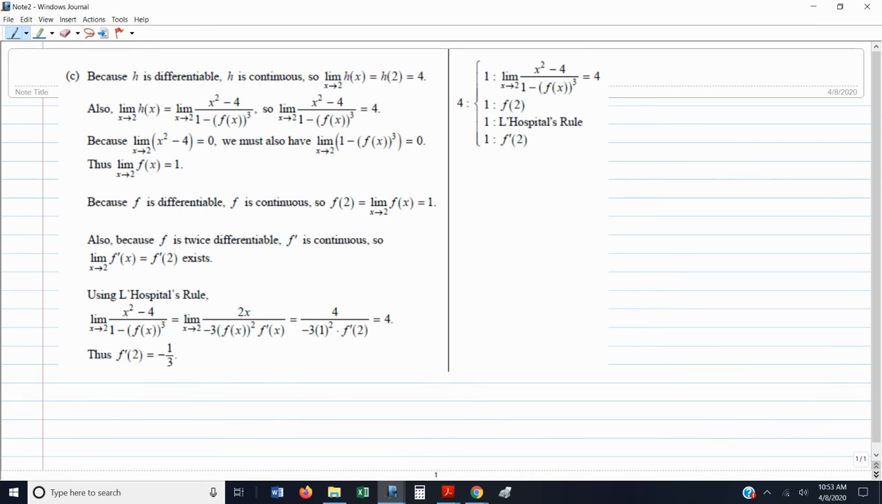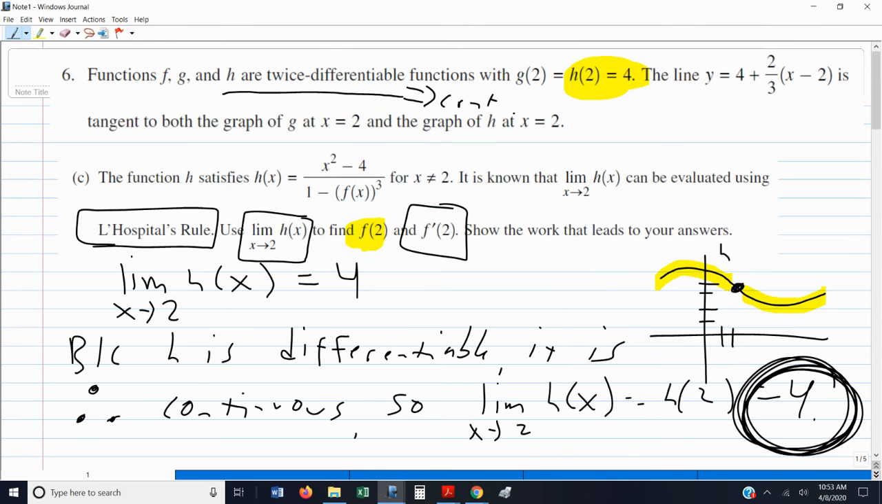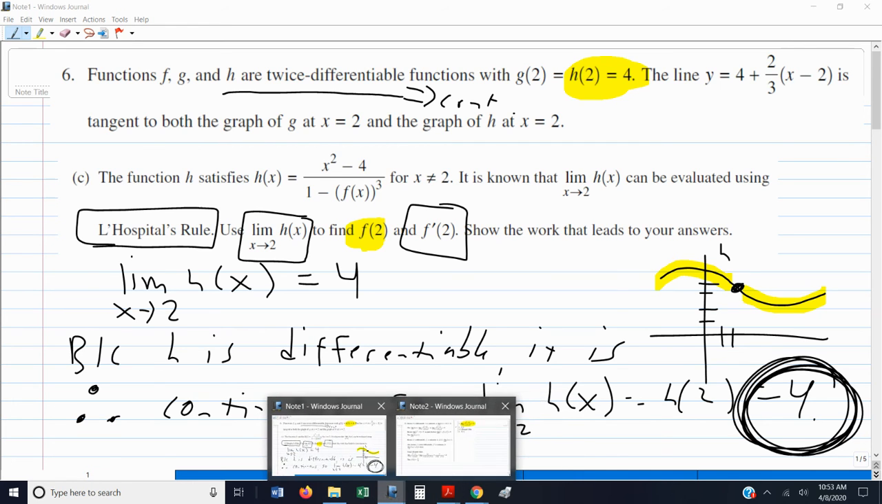The rubric has a lot of detail, and I did not have all of this in my answer. So I'll talk about that at the end if you want to listen. But the first point was knowing that that limit was going to be 4, and that's what we talked about in the beginning, that the output was 4, but also because it's differentiable and continuous, that the limit is also going to be 4. So that's how they awarded the first point.